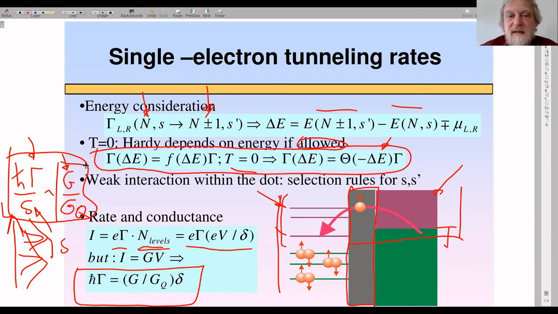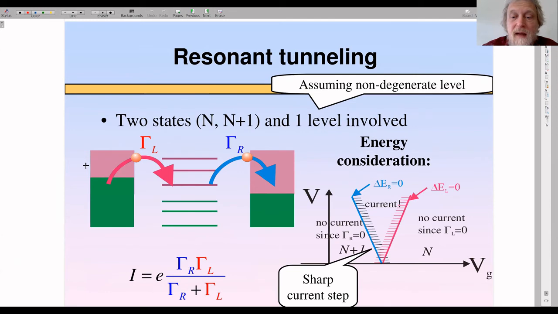Fine, that was about single electron tunnel rates. So we have the rates, we have all ingredients to describe the transport. Most important generic and simplest situation is a situation which is called resonant tunneling. As with many terms coming in my course and in physics in general, the exact origin of this term is somehow difficult to explain.